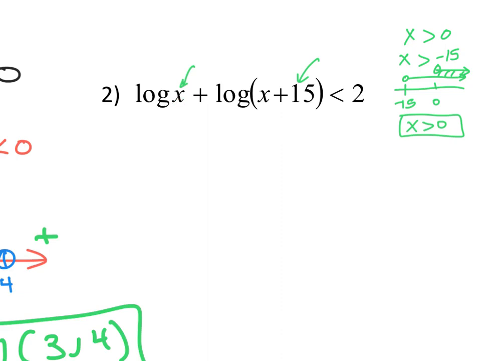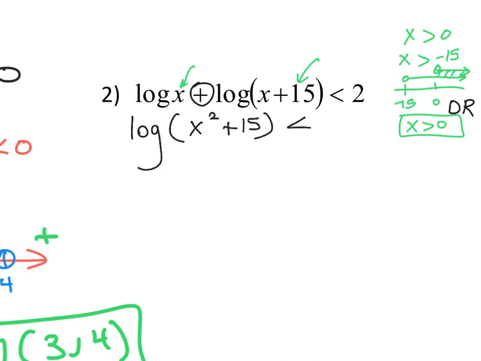x greater than 0, x greater than negative 15. Where do these two meet? That's what I need to consider. My x has to be greater than 0 for the log to exist. Now, after determining my domain restriction, I need to solve this inequality. So remember, if there is a plus, it means you need to combine the arguments by multiplying them. So x squared plus 15x is less than 2.